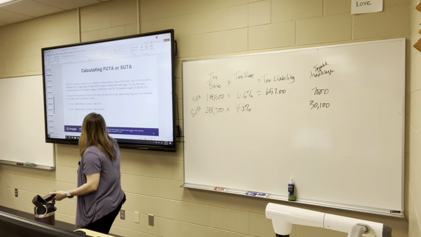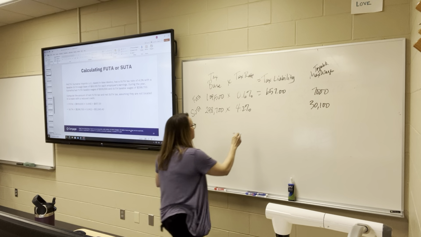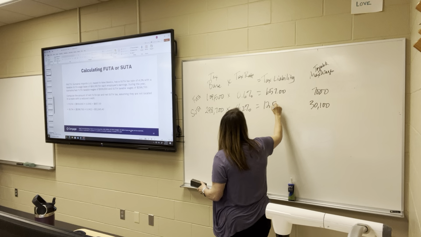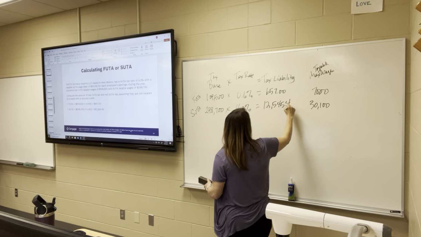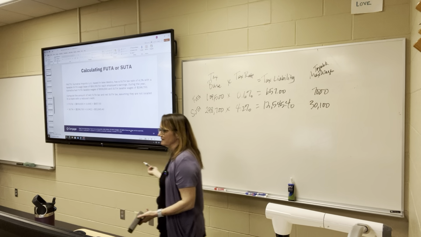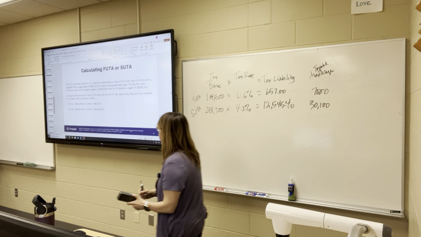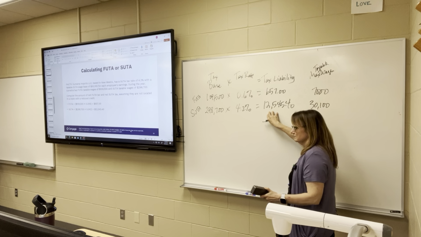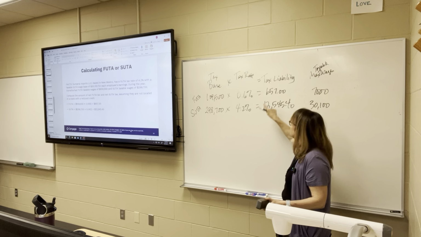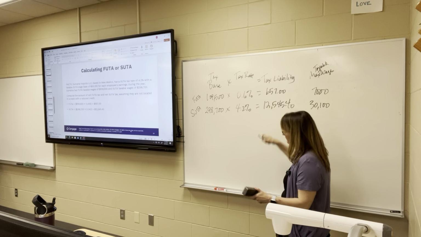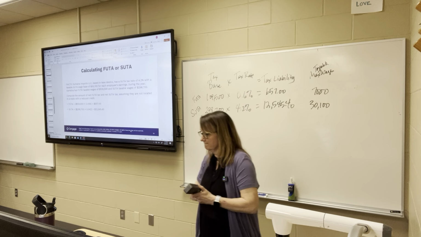But for SUTA purposes, that's a whopping bit of change. $12,545.40. Makes sense though, right? The unemployment benefits are paid from this fund, not this fund. This is just the administrators that we're paying up here. This is where the benefits are going to come from.